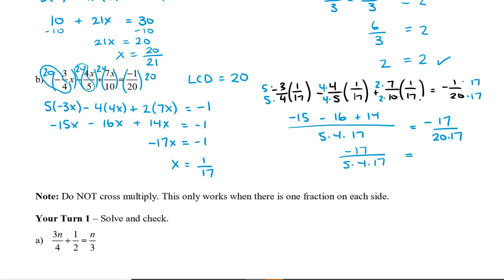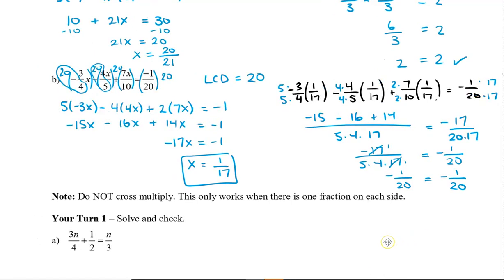And actually, I'm going to reduce this back to negative 1 over 20 because I can see that these two 17s cross off to give me 1 and 1. So on my left side, I do get negative 1 over 20, which equals negative 1 over 20. So we know that since they're equal, x equals 1 over 17 was the correct answer.